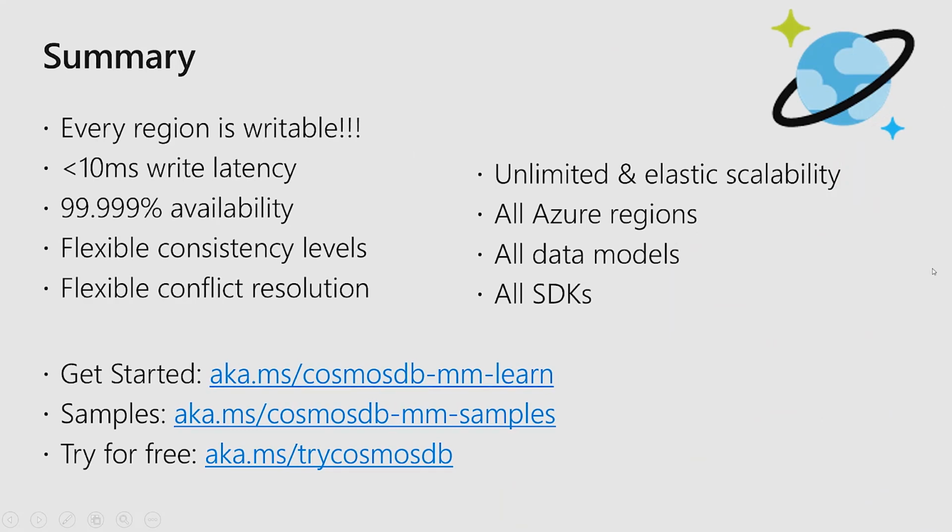Cosmos DB with Multimaster makes every region writable. You get less than 10 millisecond write latency, 5 nines write and read availability, the same flexible consistency levels, flexible conflict resolution, and really with this feature you get unlimited and elastic scalability. It's available in all regions for all data models and all SDKs.